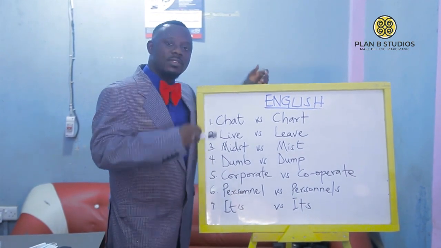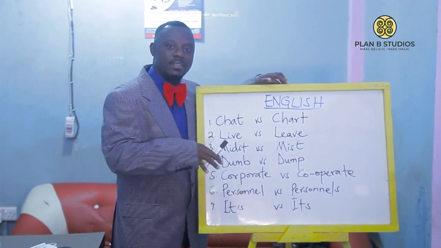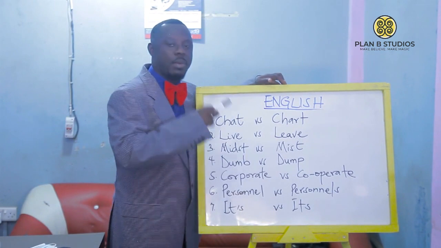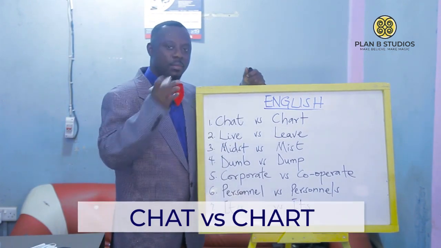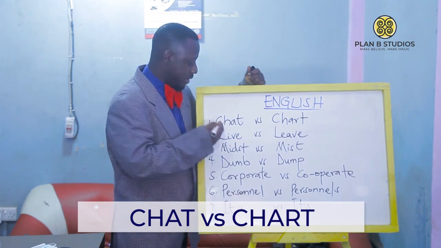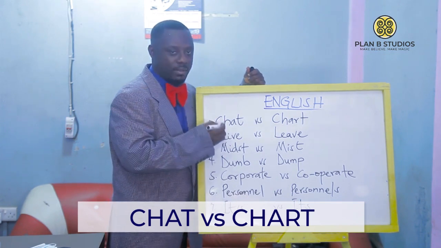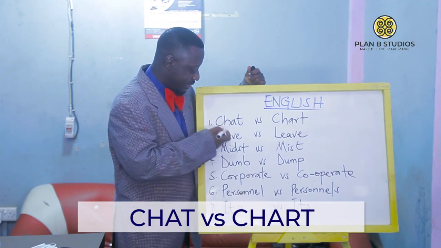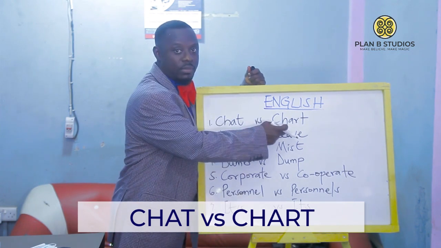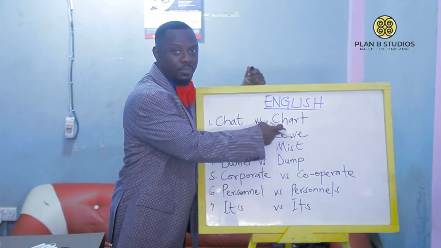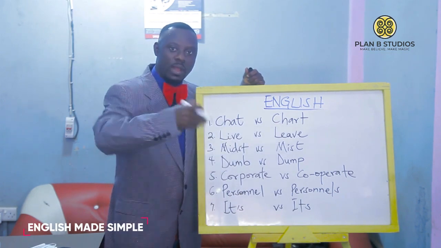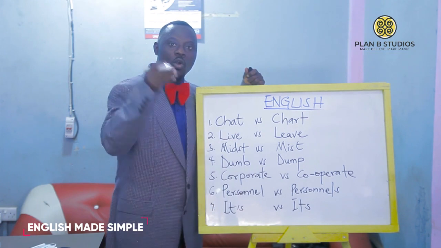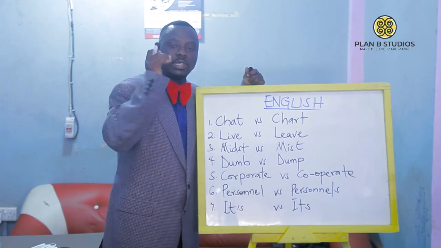Today too, we are going to tackle some common mistakes that some people make. Number one: when somebody and somebody are chatting, the person wants to write "chat." Sometimes the person writes this "chat," or sometimes he writes that "chat." This one is wrong. So let me explain what the two words mean so that you know what type of chat you want to write.